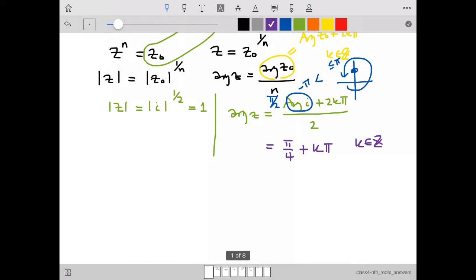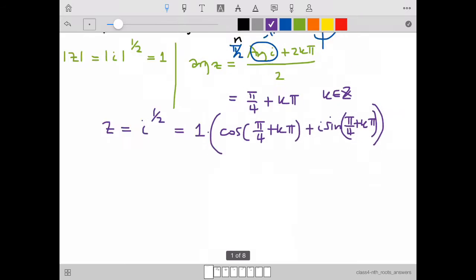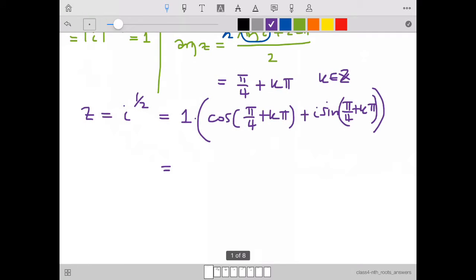So z equal to i to the half is, in polar representation, 1 times cosine of (pi over 4 plus k pi) plus i sine of (pi over 4 plus k pi), which is the same thing as, in exponential form, e to the i (pi over 4 plus k pi), k in Z. So that is i to the half.